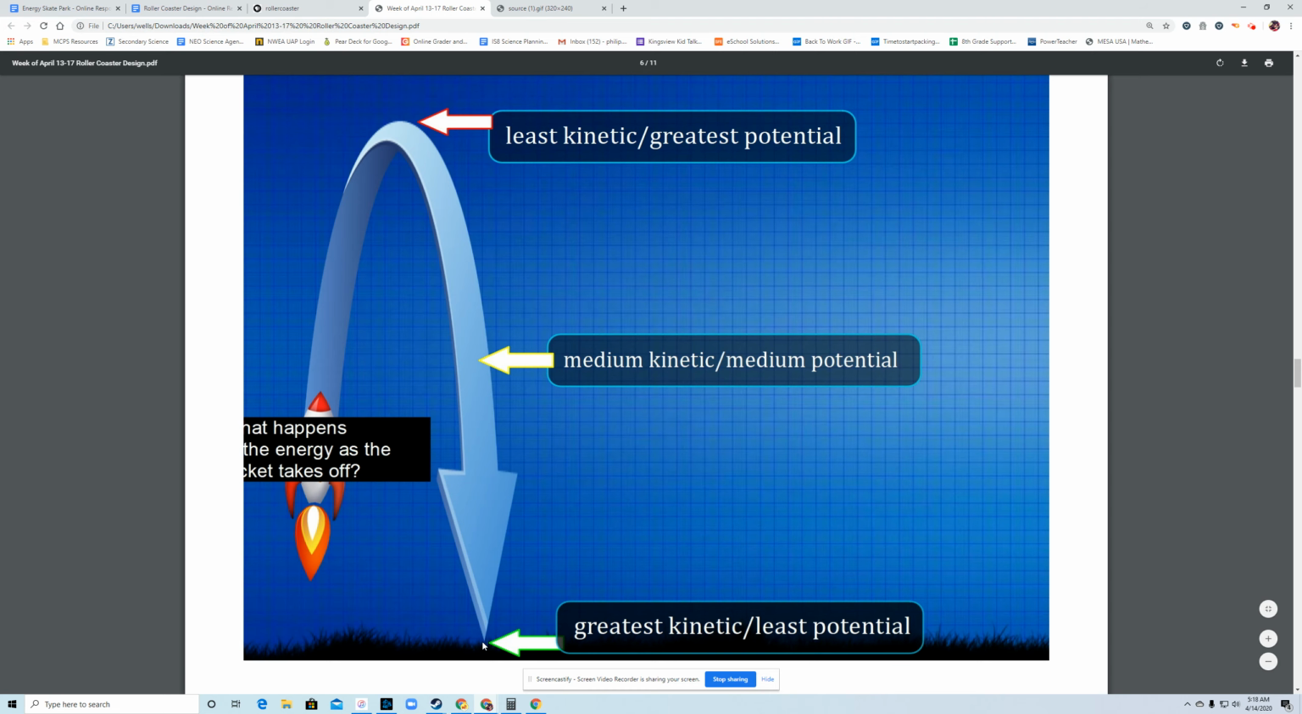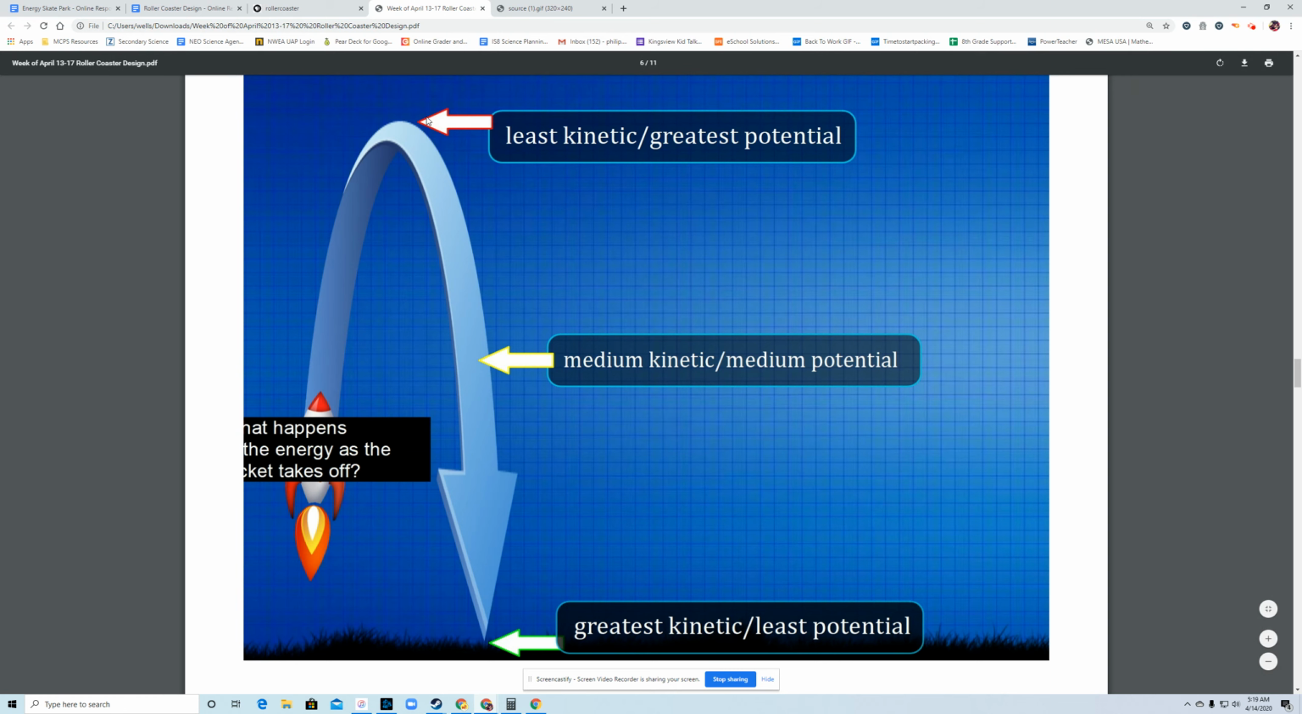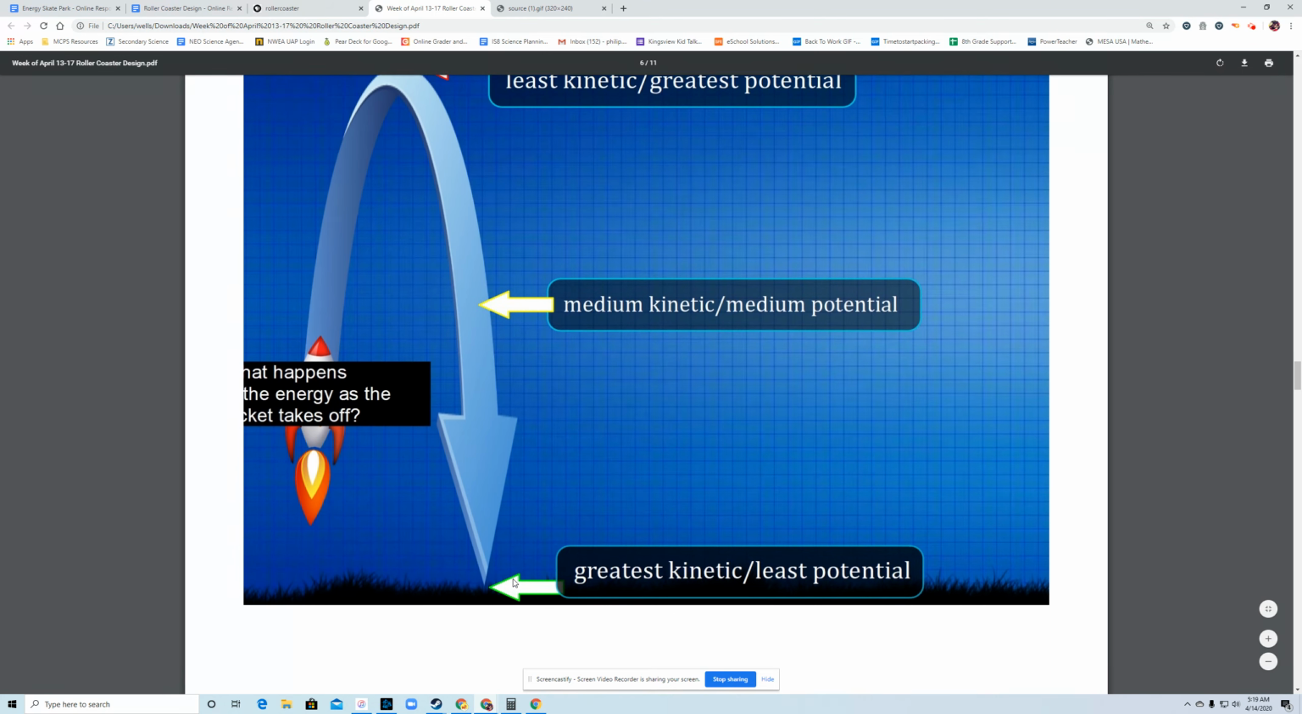It has nowhere else to fall, so it can't go any further. It can't go through the Earth. It lost all its potential. It cannot go any further, so it has no more potential energy, but it has all of its kinetic energy. So it has the greatest amount. It's going as fast as it possibly can. Okay. So if you're looking at a parabola, remember the top will have the most potential, but least kinetic. Bottom will have the most kinetic, but least potential.